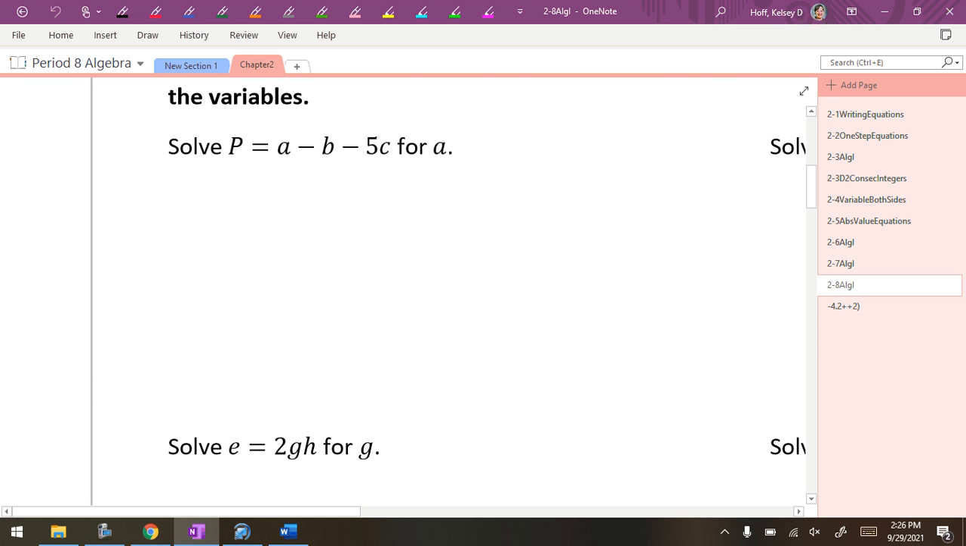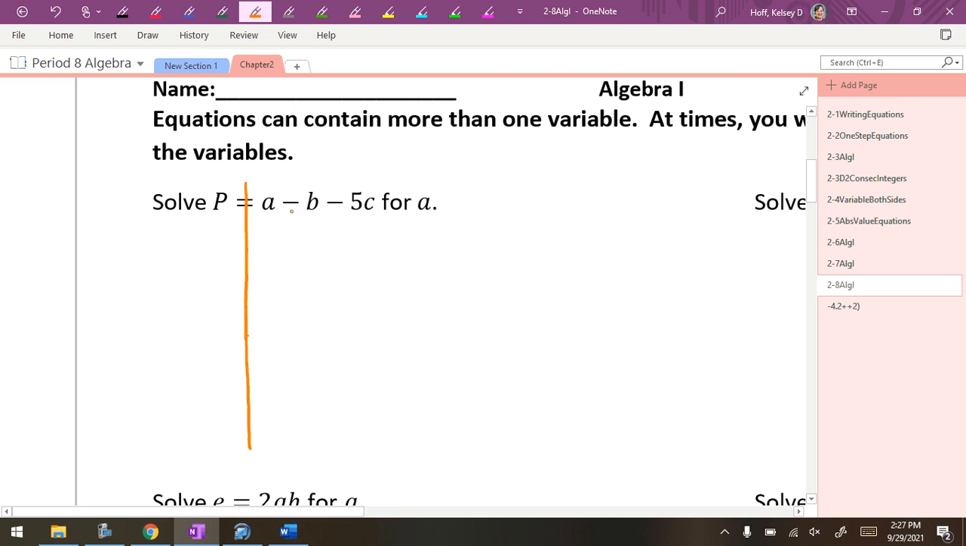So here it says solve P equals A minus B minus 5C for A. So this is the new letter they want by itself. Treat every other letter as a number. If I want to get A by itself, I'm going to draw the line through the equal sign. What should I do? I would add B to both sides.